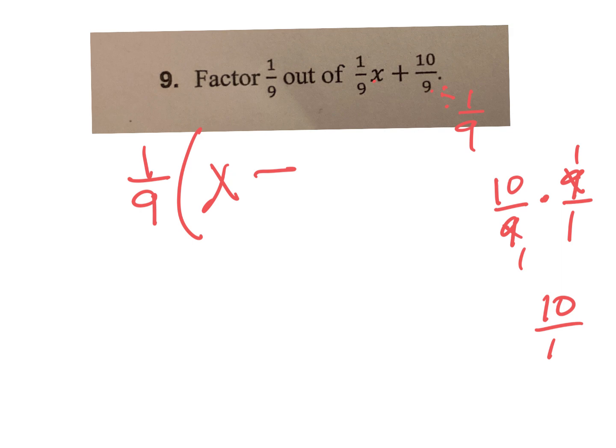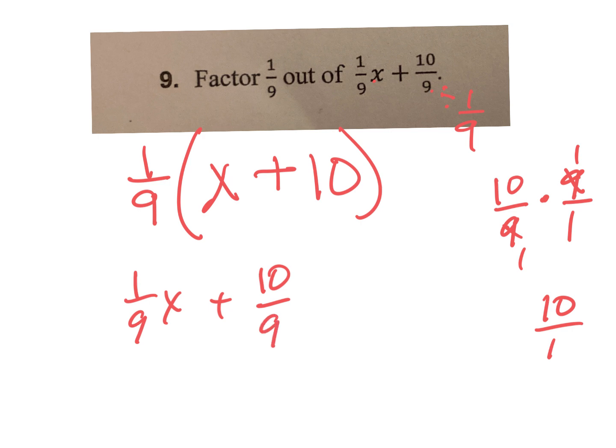And it is a positive 10. Now I can go the other way to make sure I'm right. 1/9 times x is 1/9 x plus 1/9 times 10 would be 10 over 9, which is exactly what we started with. Cool.